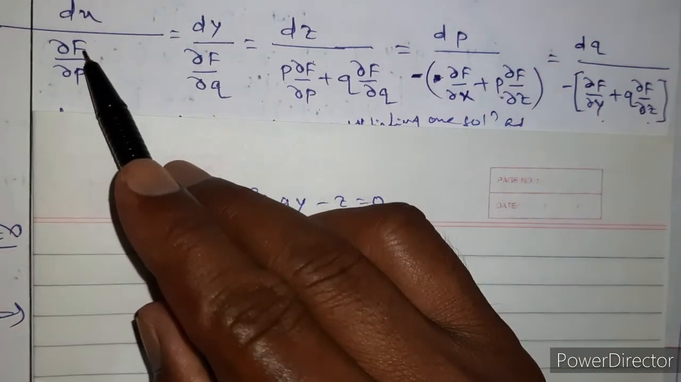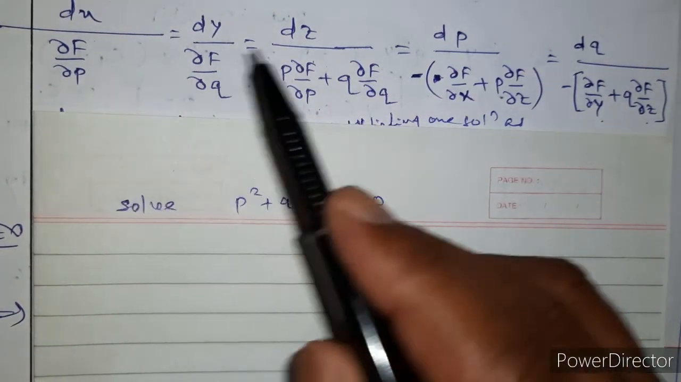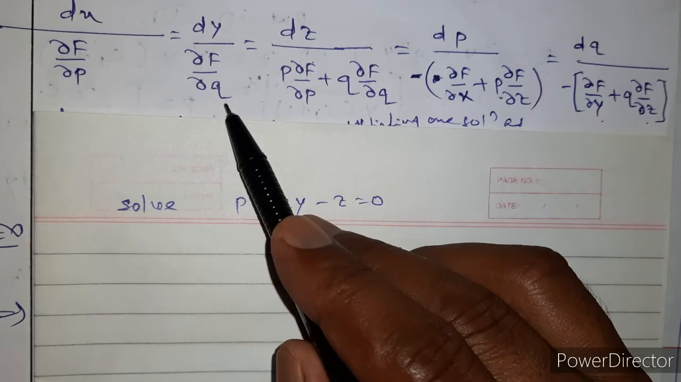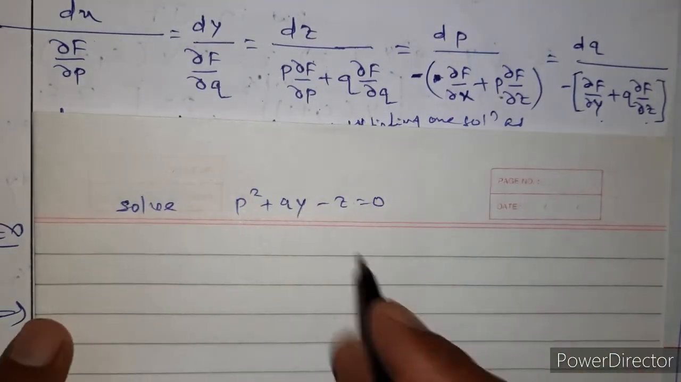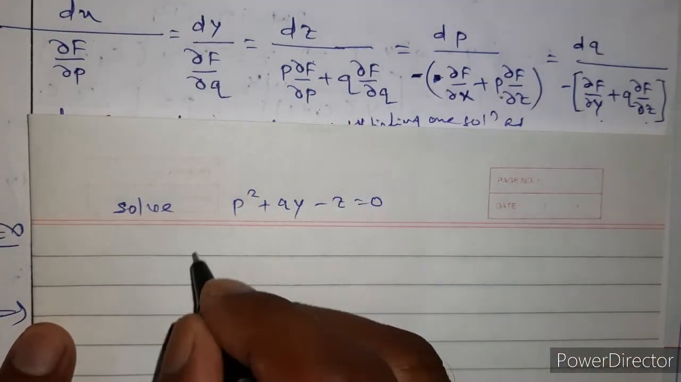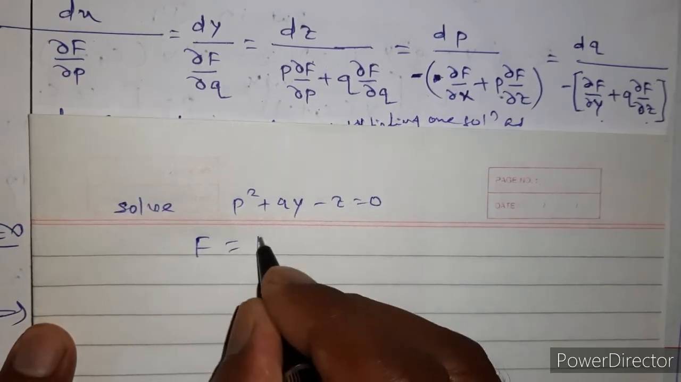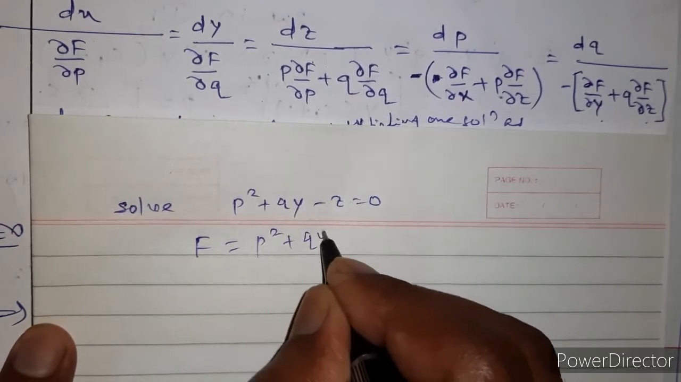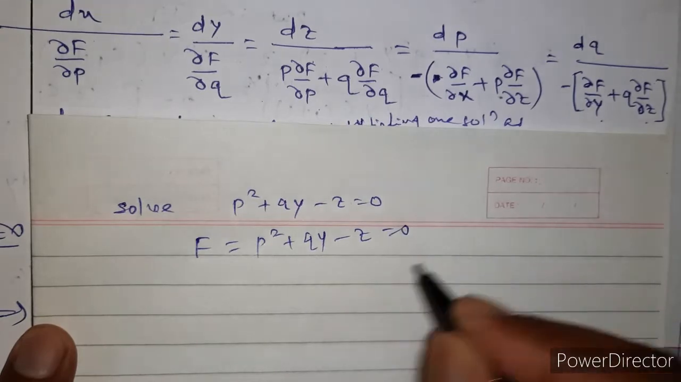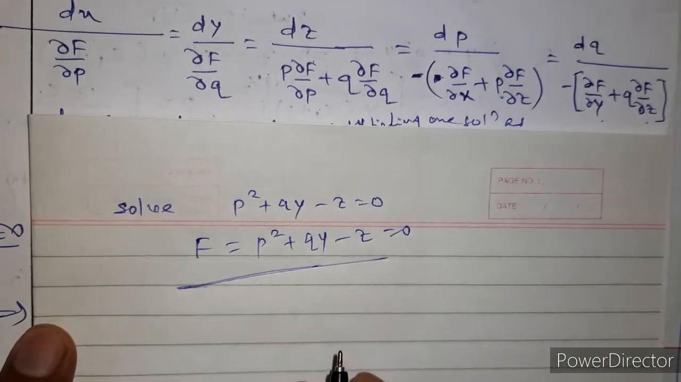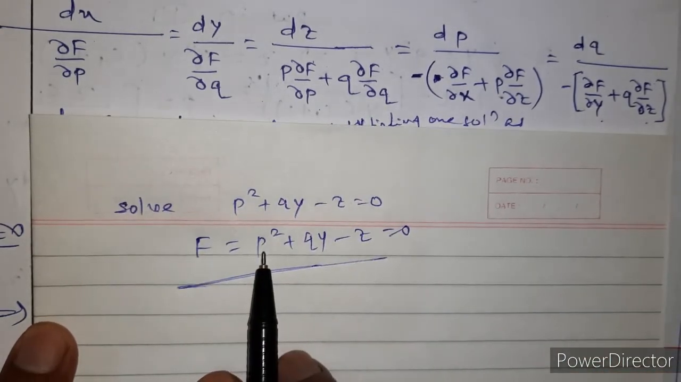What I required? ∂f/∂p I required. Then ∂f/∂q I required. What is my f? My f is this equation. Call this equation as f. f = p² + qy − z = 0. This is my f. Now find its 5 derivatives.